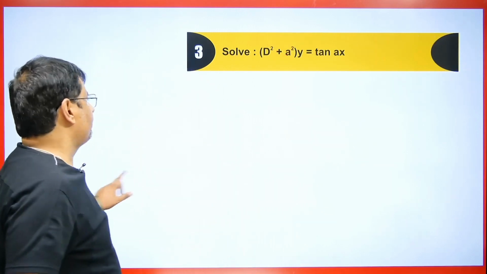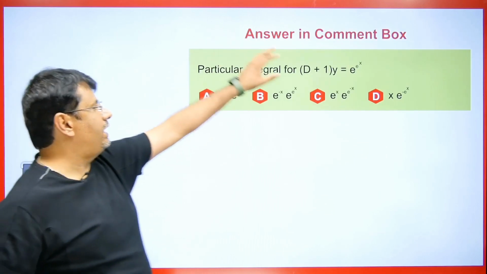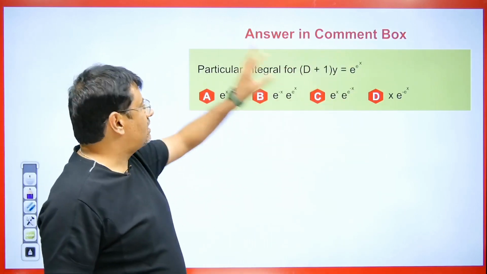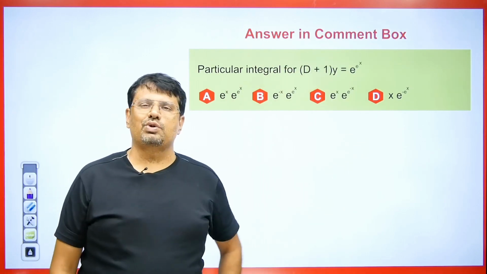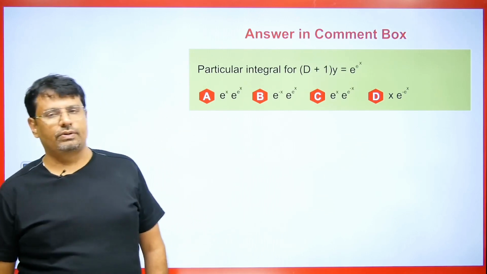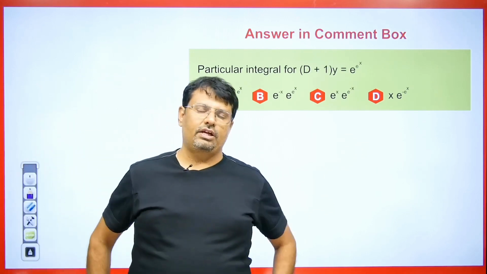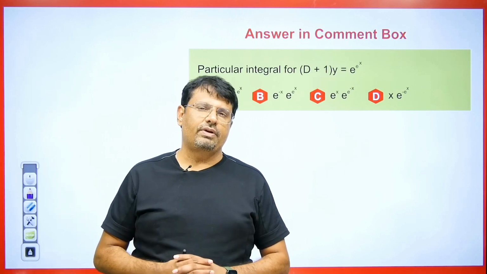So let's see the next. We have D plus 1 y equal to e to the power x. So what is its PI? So solve this question with the method I explained, and also please let me know how long it took you to solve this question. Also, please let me know your views about the new series. Please do comment about it.